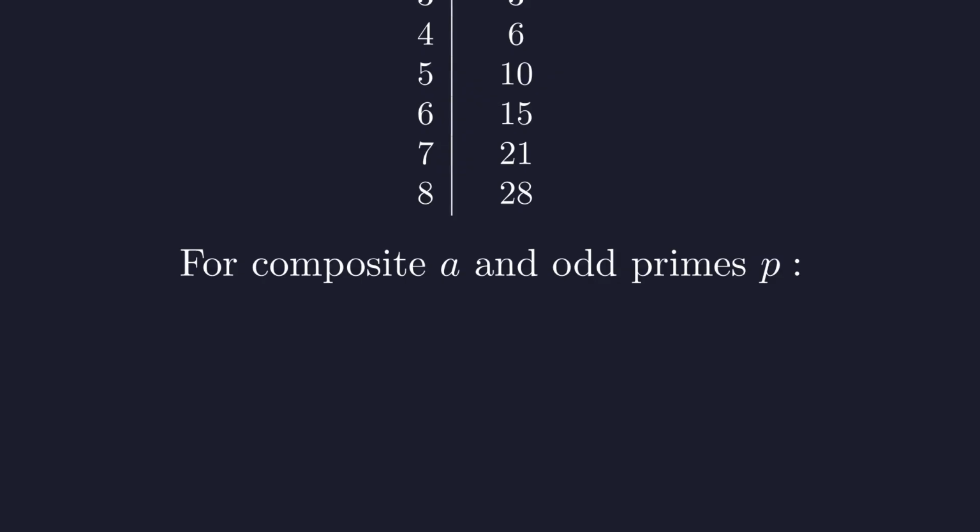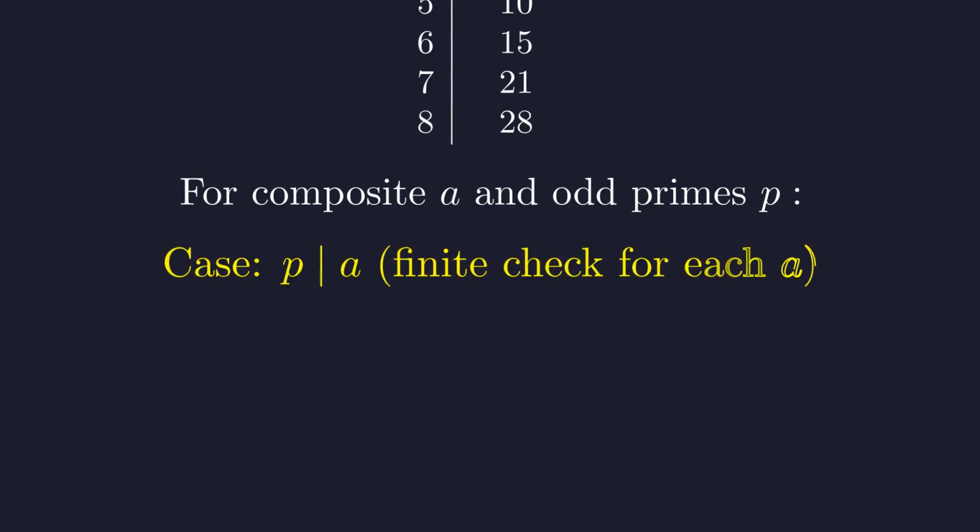For odd primes p, the analysis splits naturally into two cases based on whether p divides a or not. Each case has its own mathematical flavor and leads to different types of constraints. When p divides a, we only need to check the prime factors of a itself. This gives us a finite, manageable list to check for each composite number. It's like having a built-in shortcut.